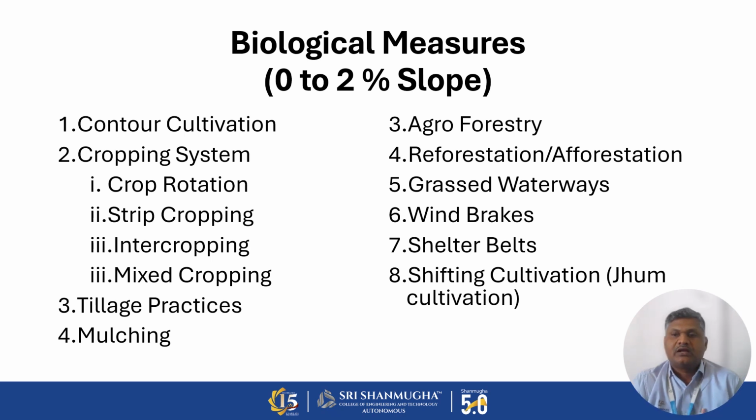Shelter belts, we can cultivate the tree crops in levels: low height trees, medium height trees, and maximum height trees are cultivated in the same manner, so that it restricts the wind blowing towards the direction of flow. So this reduces the soil erosion by wind.